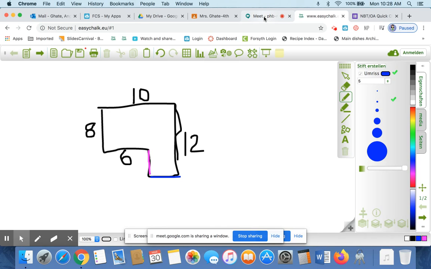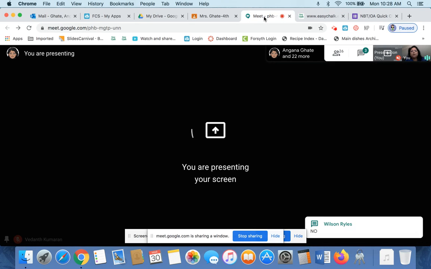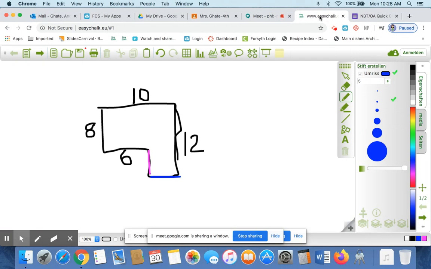Go ahead and mute your mics because somebody's mic is really loud. So I'm looking at your faces, and I see some of you staring at the screen, but I see some of you actually solving this.